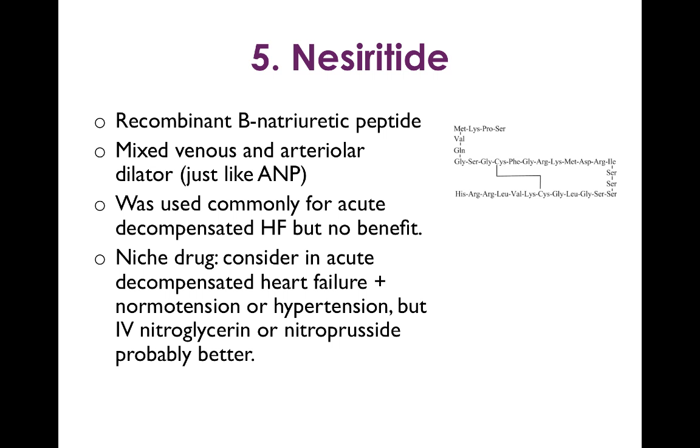So if you just Google Nesiritide, you'll see a whole bunch of papers and controversy about it. Suffice it to say, it's a drug that can be considered in acute decompensated heart failure, but because it can drop blood pressure, it's really just used in patients with normotension or hypertension, but IV nitroglycerin or nitroprusside are probably better in patients with acute decompensated heart failure than Nesiritide.